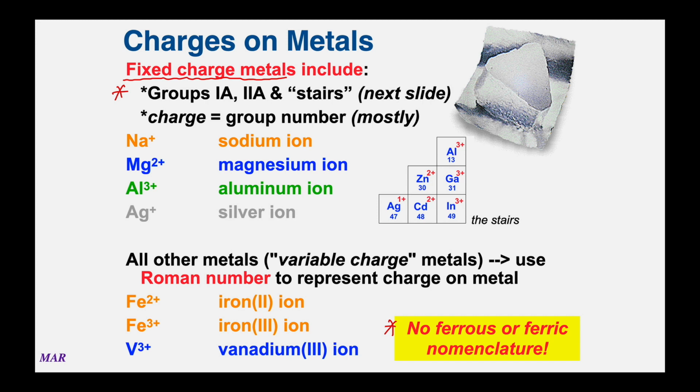And again, use Roman numerals anytime you have a metal which is not in group 1A, group 2A, or the stairs. Those fixed charge metals are predictable. The variable charge metals are not predictable. So you need to tell the other chemists what's going on.